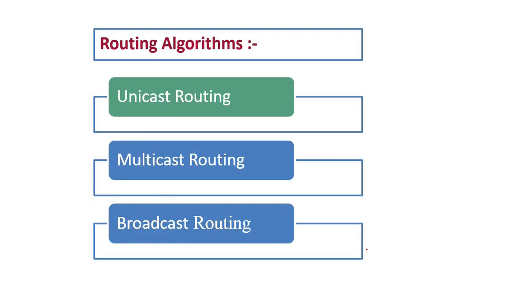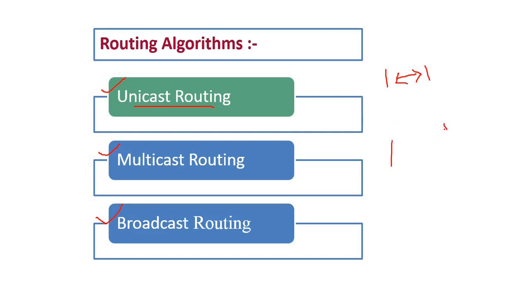So we will discuss routing algorithms like unicast routing, multicast routing, and broadcast routing. Let's see a simple example. What do you mean by unicast routing? Unicast routing is 1 to 1. That is unicasting. What do you mean by multicasting? So it is 1 to group.